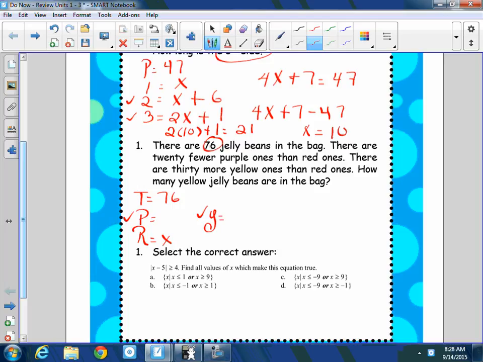Okay, so let's go back to the purple. 20 fewer purple ones than, that's your backward words. How many red ones do you have? X. Fewer ones means subtraction. And how many am I taking? 20. Very good.